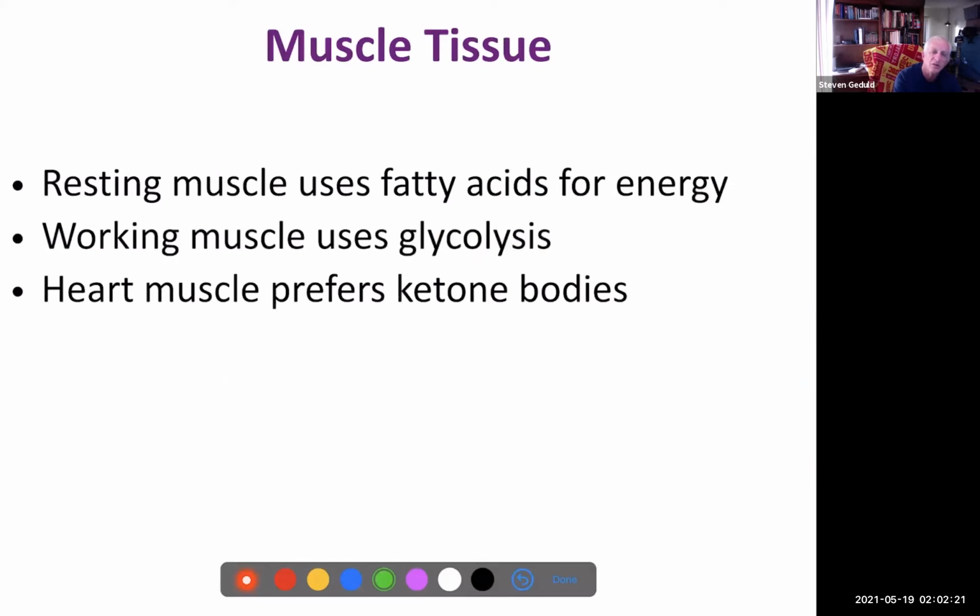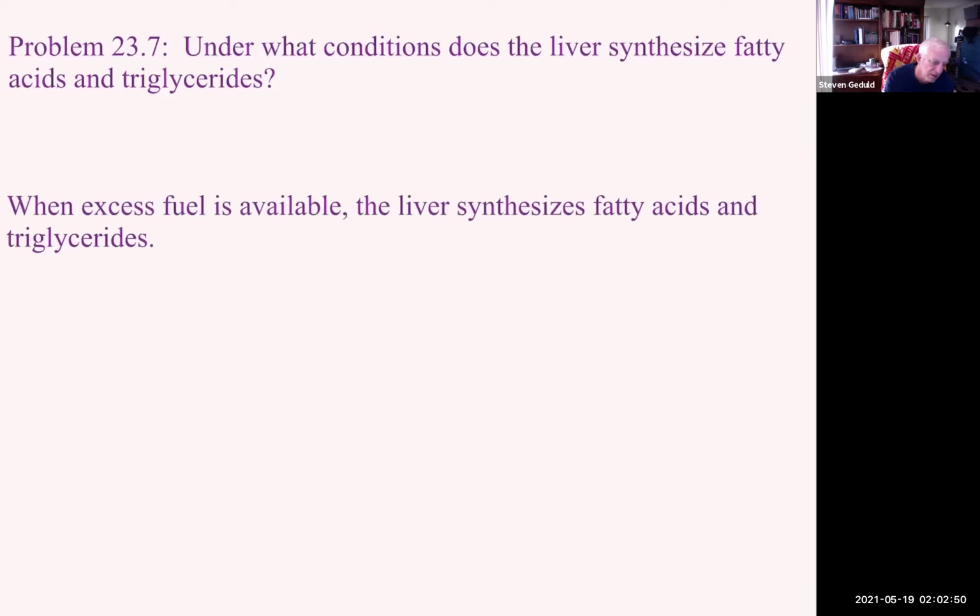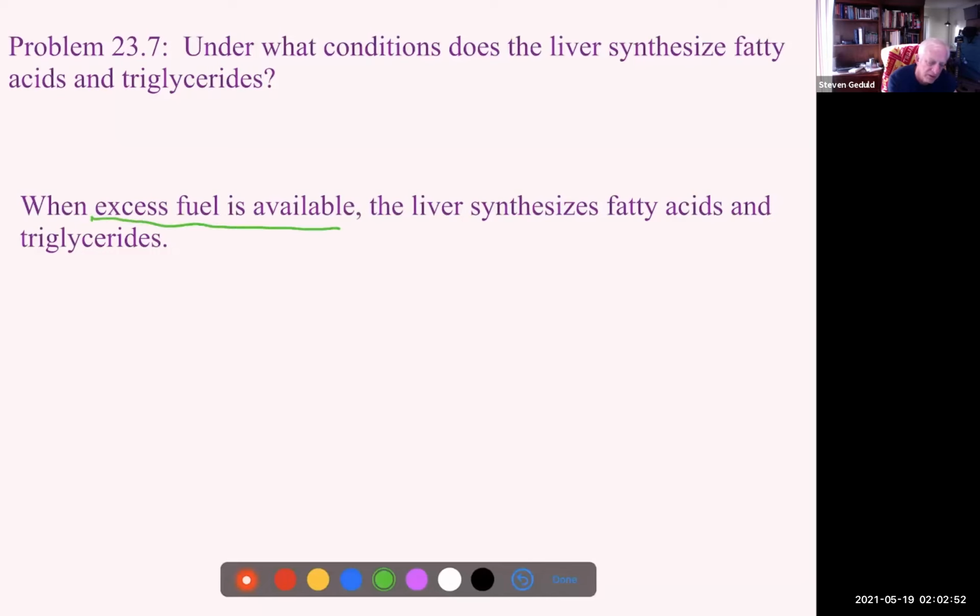In muscle tissue, resting muscle uses fatty acids for energy. Working muscle uses glycolysis. Glycolysis in the presence of oxygen is aerobic respiration. With anaerobic respiration, you produce lactic acid, which shuts your muscle down. Heart muscles prefer ketone bodies to use as energy, built up for energy for contractions. Under what conditions does the liver synthesize fatty acids and triglycerides? When there's extra. When excess fuel is available, the liver is going to synthesize fatty acids and triglycerides.